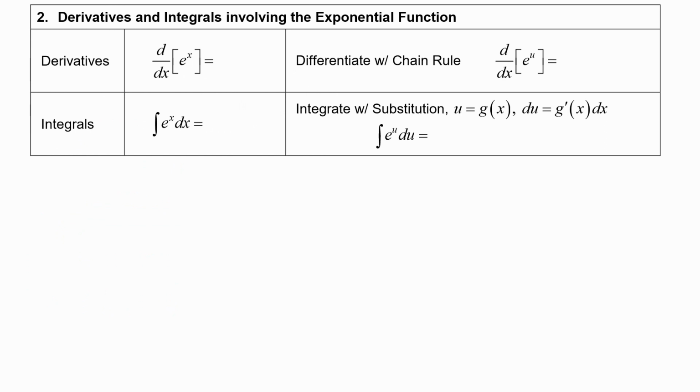Next, we work with derivatives and integrals involving the exponential function. In its simplest form, the derivative with respect to x of e to the x is e to the x. It's this pretty amazing thing. The function is its own derivative. Then that means that the integral of e to the x dx is going to equal e to the x plus c.